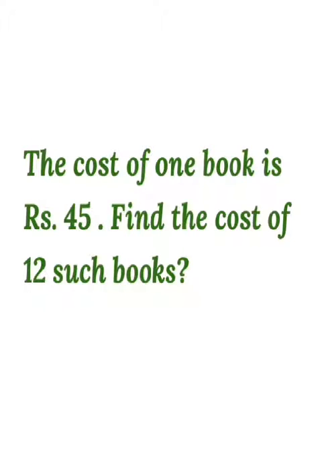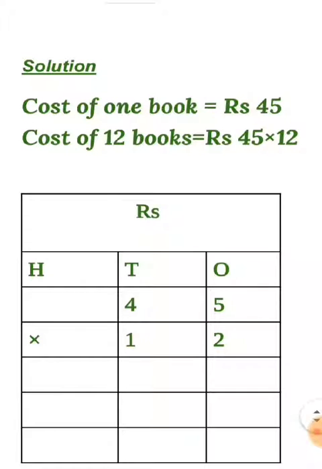Let us see one more example of multiplication. The cost of one book is 45 rupees. Find the cost of 12 such books. So what information we have got from the question? That the cost of one book is rupees 45. And what we have to find out? We have to find out the cost of 12 books.